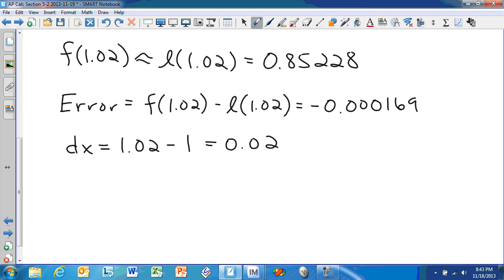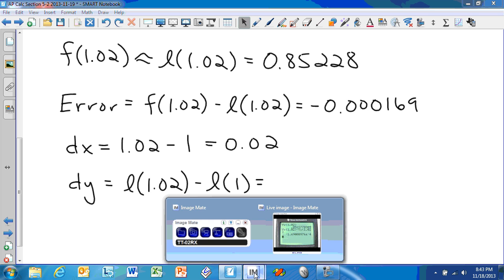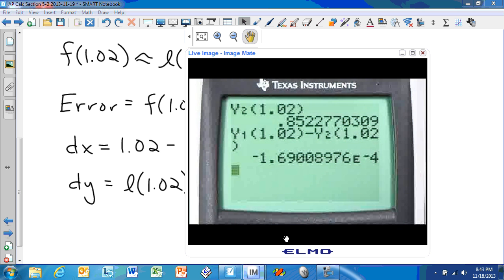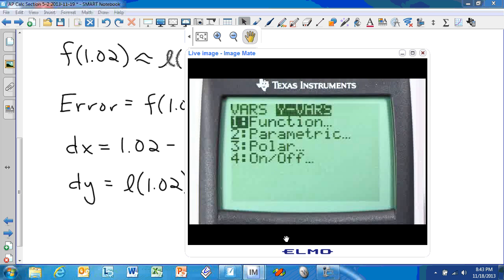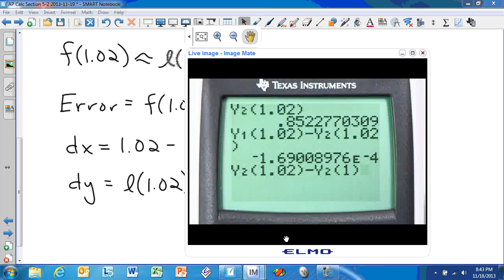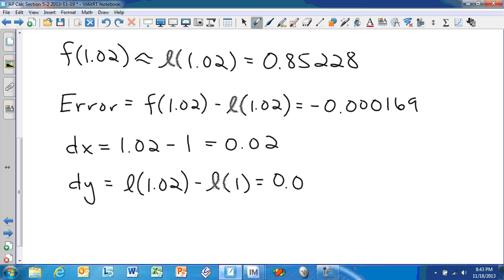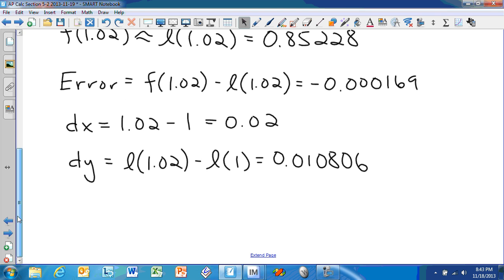And then they also ask for dy. So dy is the change in the y values on my linear function. So that's going to be L at 1.02 minus L at 1. And again, I'm going to use the calculator to have it help me do that. So function L is y2. So there we go. And we get a very small change in y here for us. So it's 0.010806. I'm going to use several decimal places here again, just because our value for delta y is going to be really small as well.